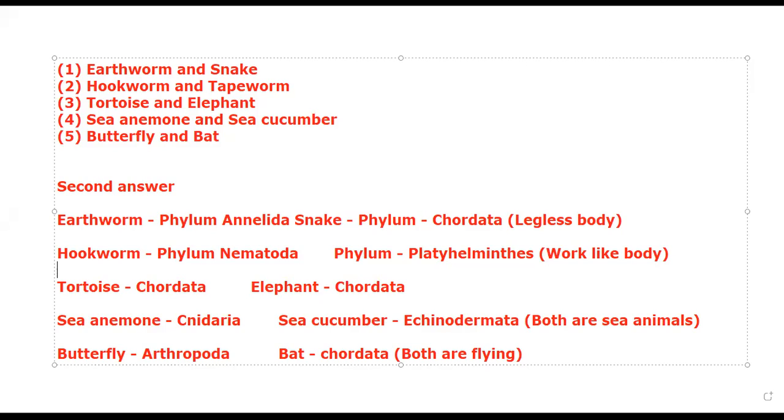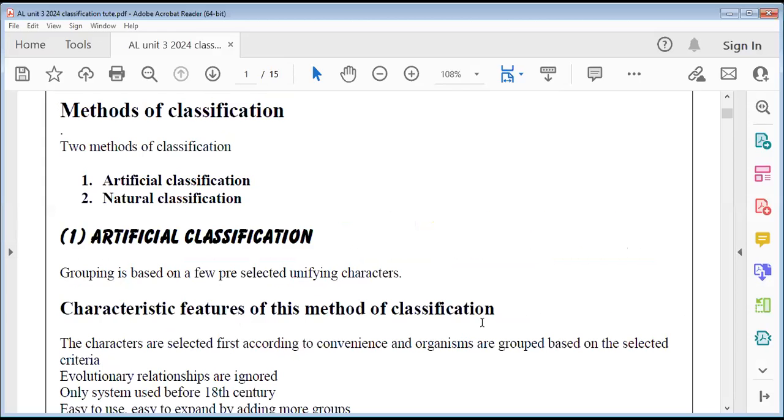Right? So, you have to understand, in past papers they are asking what is the basic difference between artificial classification and natural classification. The main difference is, in natural classification, we consider evolutionary relationships. In artificial classification, we don't consider evolutionary relationships. Understood? Right.